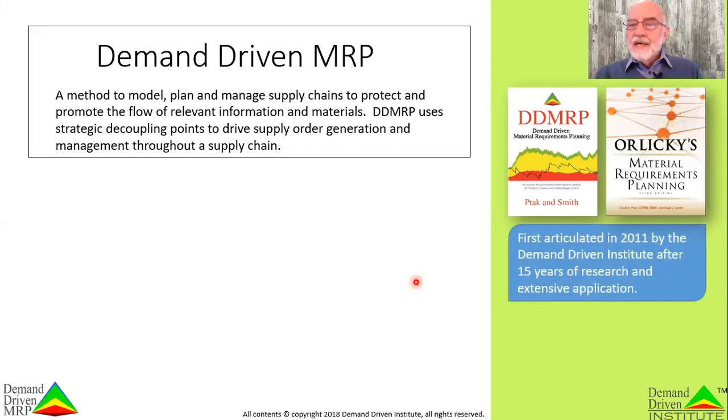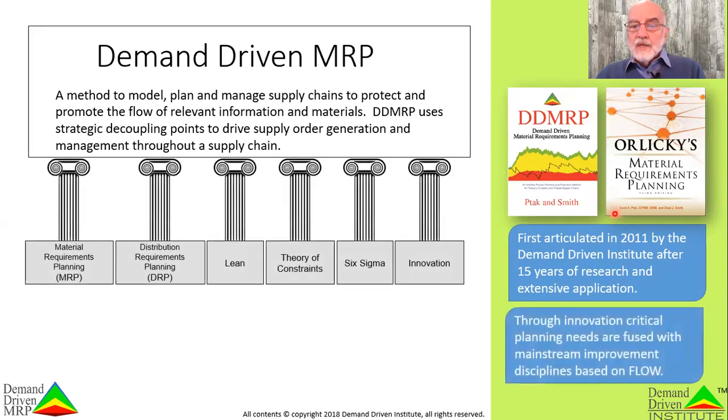DDMRP was first articulated in around 2011 when Carol and Chad authored the third edition of Orlicky's Materials Requirements Planning. Since then, they've written books specifically on this particular subject. So through innovation, critical planning needs are fused with mainstream improvement disciplines based on flow. So Carol says she's standing on the shoulders of giants. And we've had some great people doing some great work over the last few years.